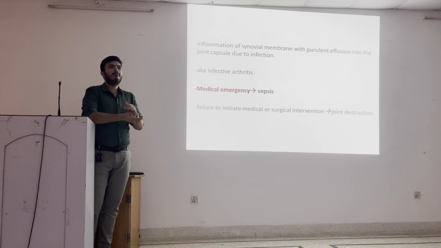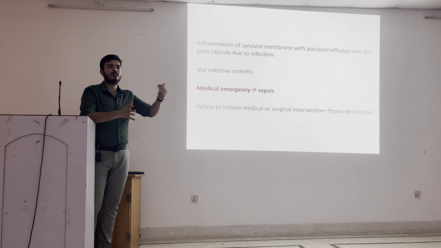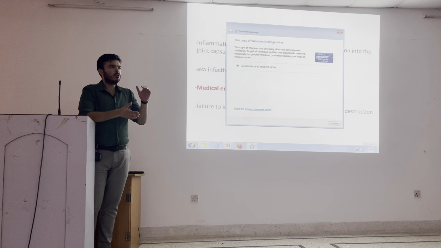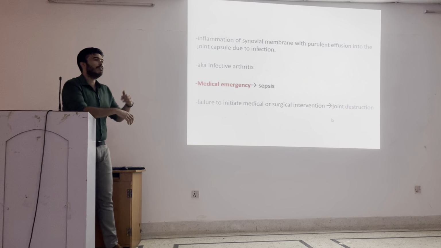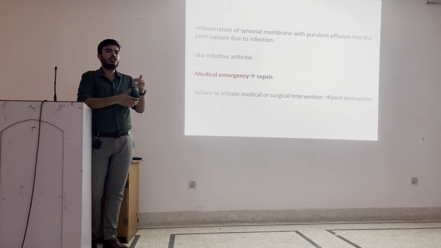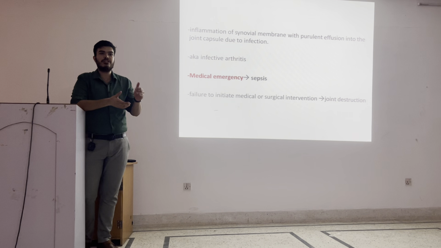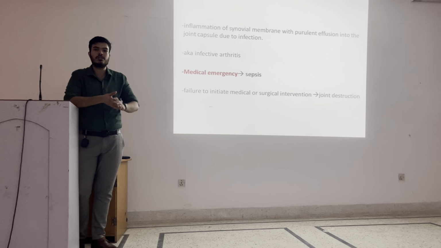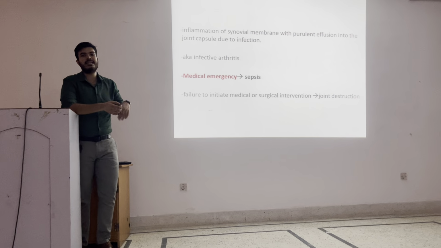Now, what would be the history? I'll just give you a generalized feature, and then I will go on to the different slides. Whenever a patient comes with septic arthritis, the major presentation is the position of ease. So what is the position of ease? The position of ease is flexion, abduction, and external rotation in the case of the hip, and it is 5 to 30 degrees of flexion in the case of the knee.